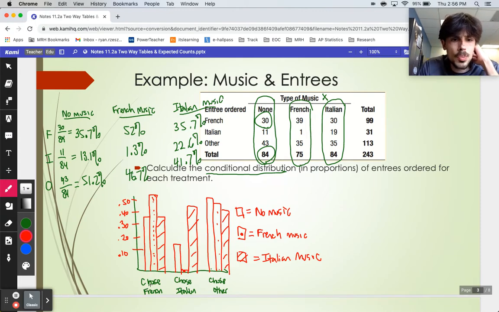And when you look at the people who chose French food, the tallest bar is the dotted one, which is the people who listen to French music. In the Italian, this is so low right there in the middle for people who chose Italian food while they were listening to French music. But then the Italian music really shoots up for this one right here. Tons of people chose the Italian entree when there was Italian music playing. And it's harder to see if there's a major trend going on in the other group, but certainly in those first 2 groups, that's pretty noteworthy.